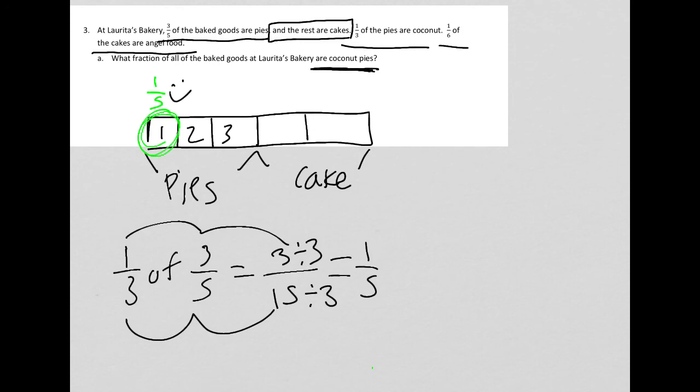B is asking us then which are the angel food cakes. So I would have to then look at the cake section and think, how can I divide this into 6ths? So it might be more helpful to draw out a new model and divide it into half and then 1/6, or I could think of doing 1/6 of 2/5, just like I did here for the coconut pies.